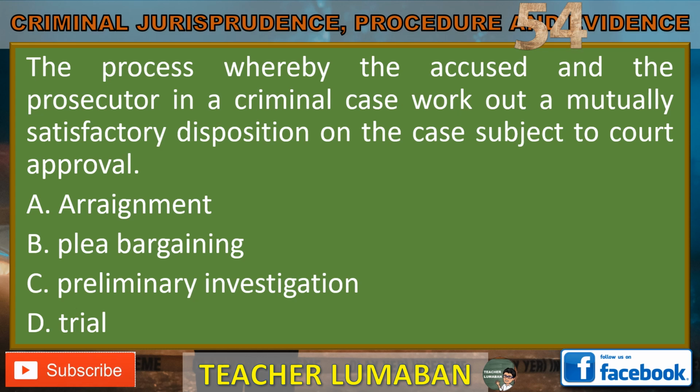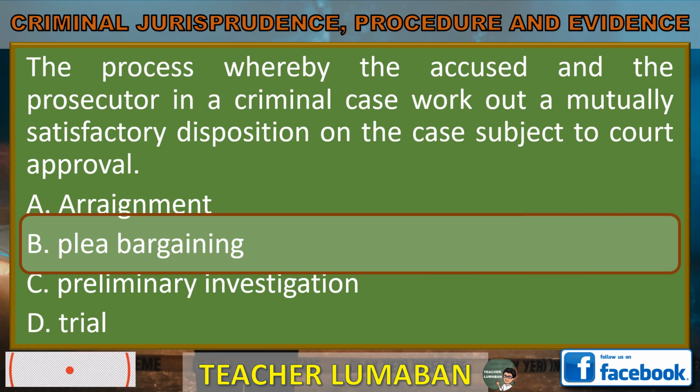5, 4, 3, 2, 1. The answer is B. Plea bargaining is a process whereby the accused and the prosecutor in a criminal case work out a mutually satisfactory disposition on the case subject to court approval. This can involve the defendant pleading guilty to a lesser offense in exchange for a reduced sentence, or agreeing to testify against another defendant in exchange for immunity. Plea bargaining is a common practice in the United States, and it is estimated that over 70% of criminal cases are resolved through plea bargains.